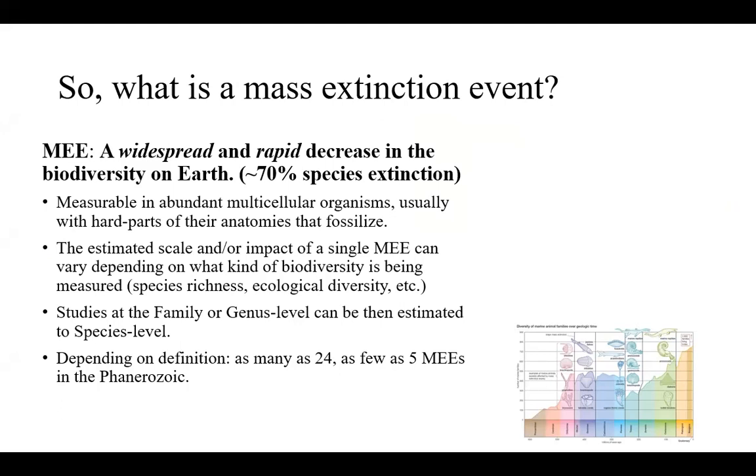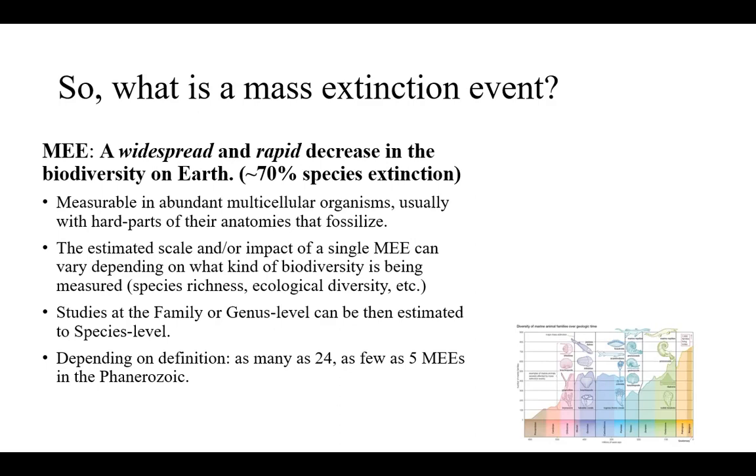Depending on what a scientist is measuring, Ordovician's counting species, end of the Cretaceous is looking at whole clades that go away. You can talk about them as being more or less severe or important. People who do studies like that first one from the 80s at the family level, families of invertebrates, you can estimate how many species that would be. So there's a little bit of extrapolation sometimes.